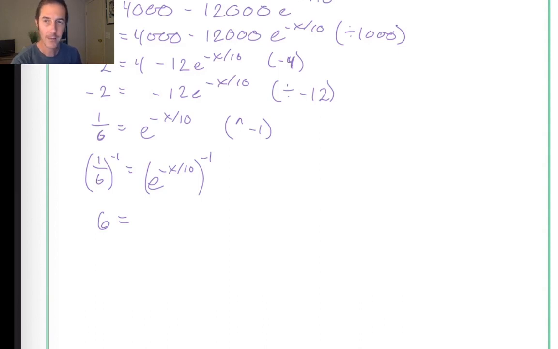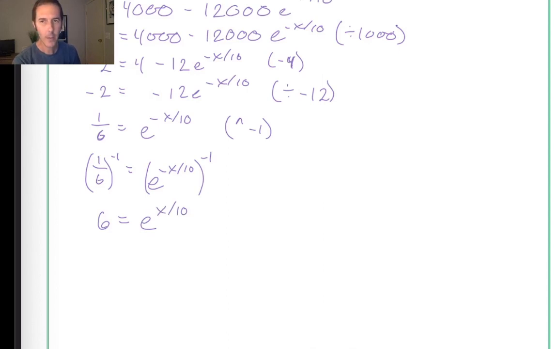On the right-hand side, I'm going to use the power rule for exponents, which says that if I have a value to a power, I can multiply my powers together, my exponents. And a negative times a negative makes a positive, which means that the right-hand side of my equation now says e to the x over 10. Wasn't that a nice little trick?